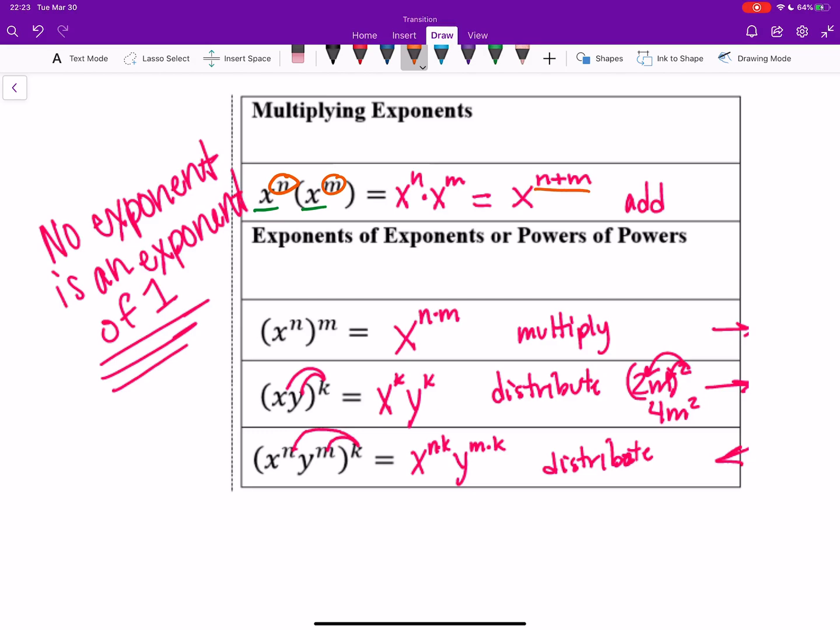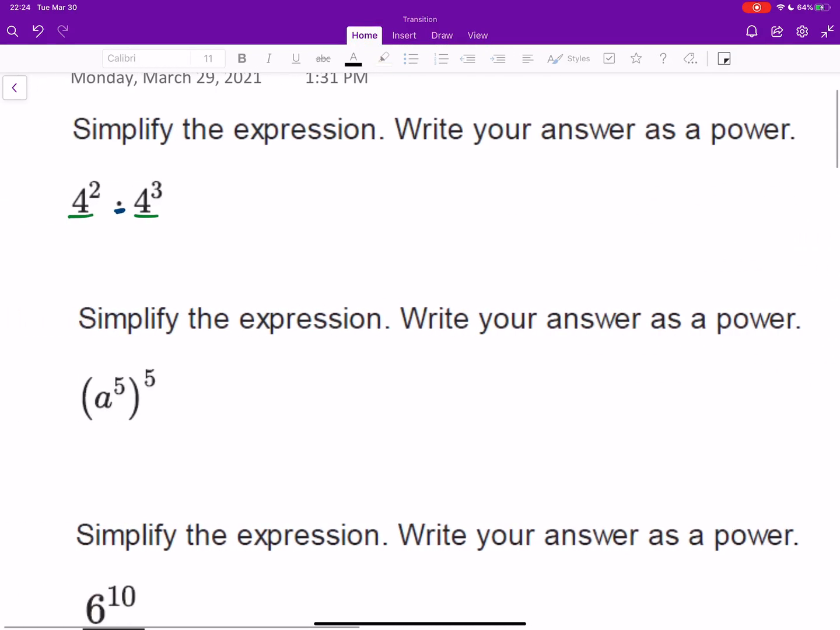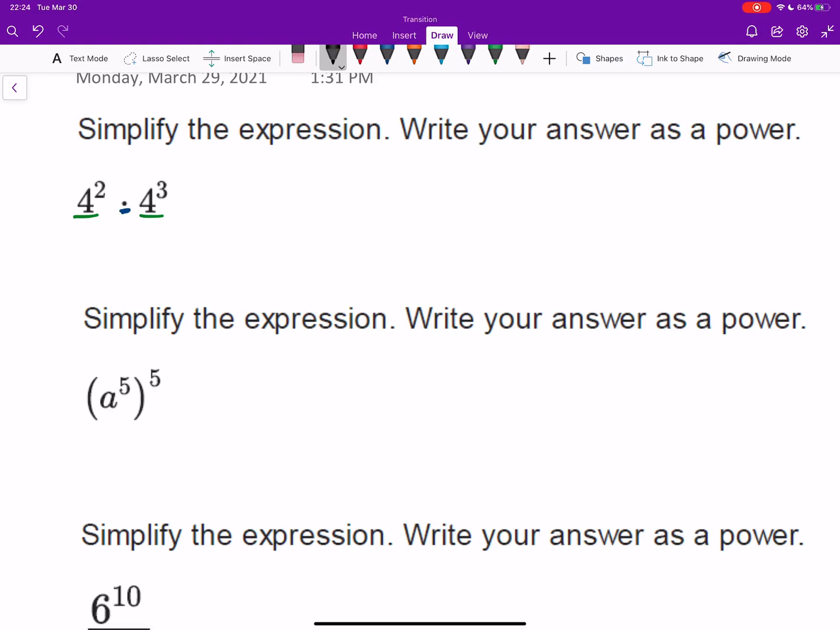You can see n plus m. That's my shortcut. So that's what I'm going to do over here. I'm going to maintain the same base, so I still have a base of 4. But what I can do is add the powers, the 2 and the 3. And 2 plus 3 gets me 5. So I'm going to write that as 4 to the power of 5. And this is how Big Ideas wants you to write your answers. As you can see, the instructions say write your answer as a power.